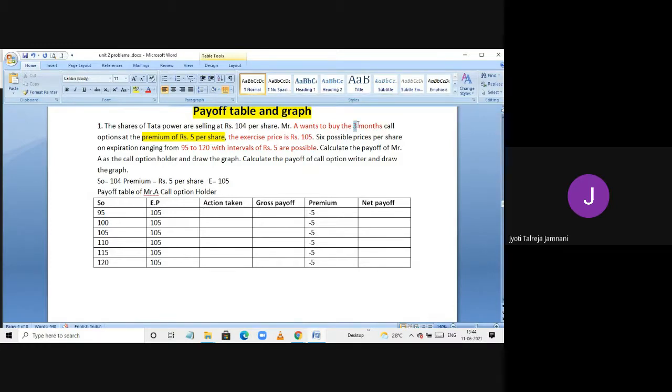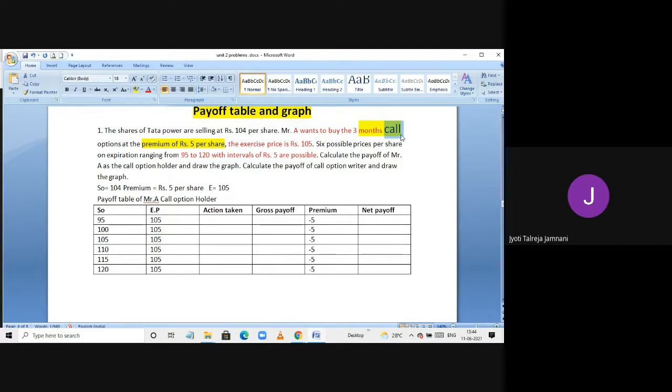Okay, let's again revise. Mr. A wants a 3-month, which option? Call option. Can you all see here? It's a call option. Call option means what? Anybody can tell me the meaning of a call option? Buy. Yeah, right to buy. So what does this mean? Mr. A wants to buy. Is that okay, all of you?